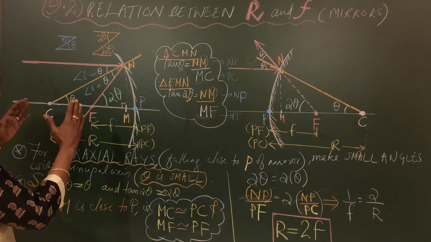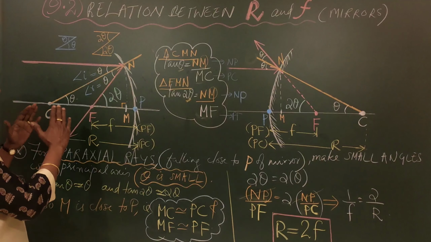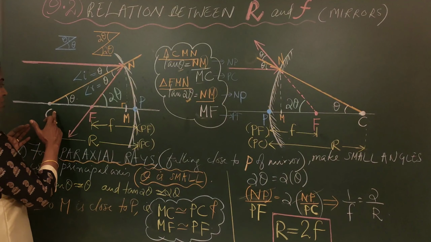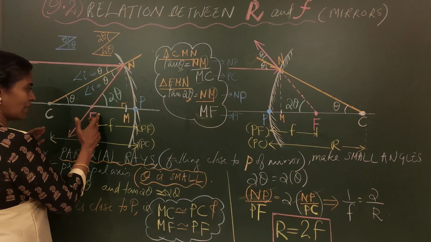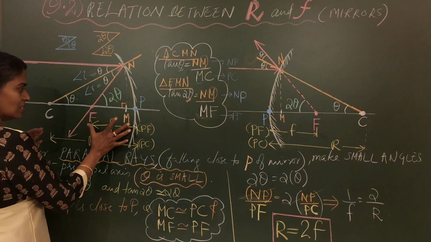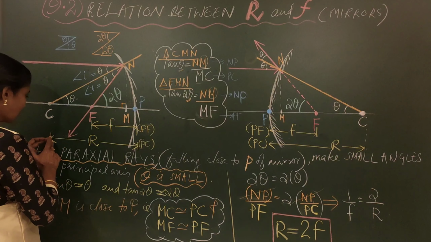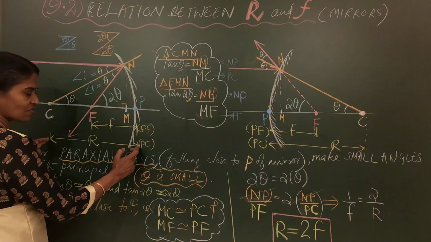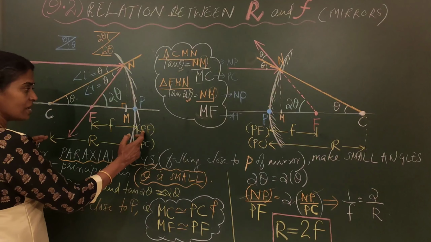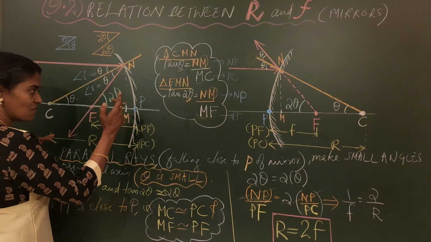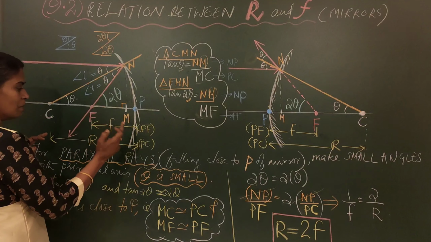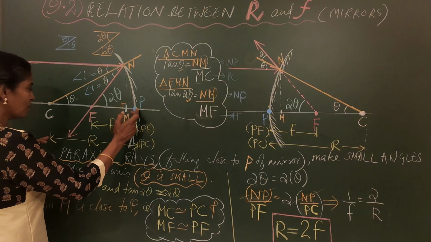So you have a concave mirror here. Terms are very familiar to you, hope. Center of curvature, focal length or principal focus, this is focal length. This is radius of curvature, termed like PF. PF means from P to F. PC means from P to C.